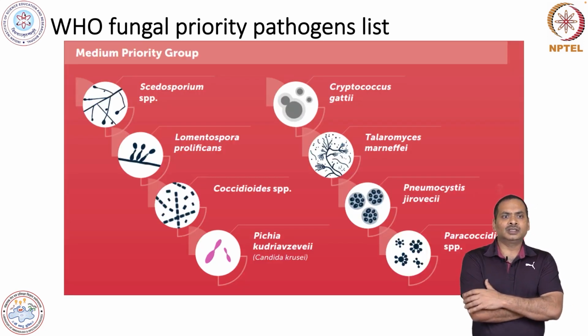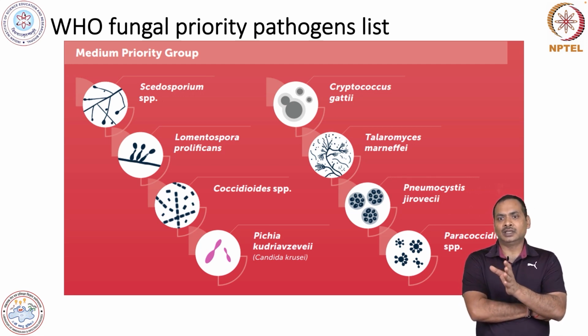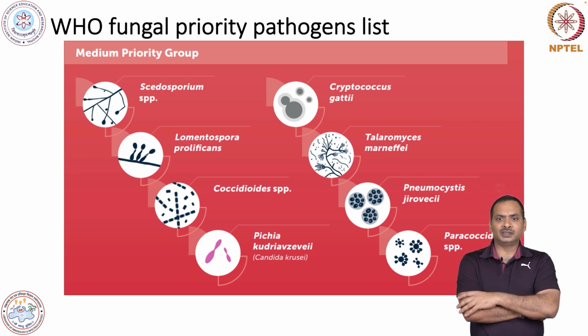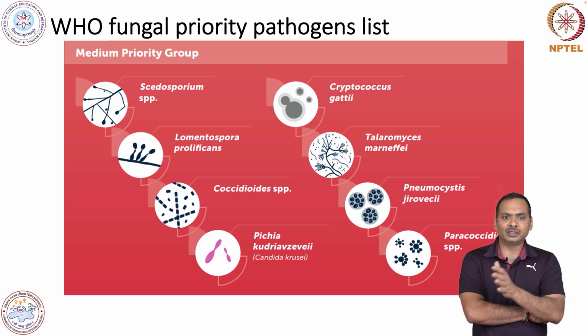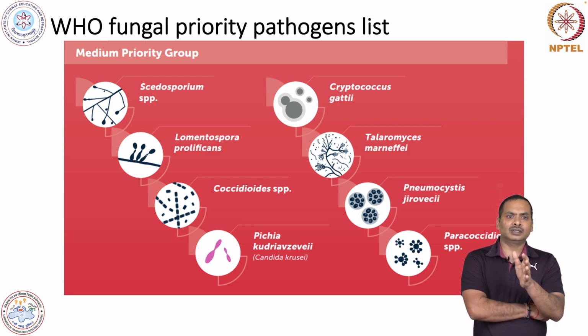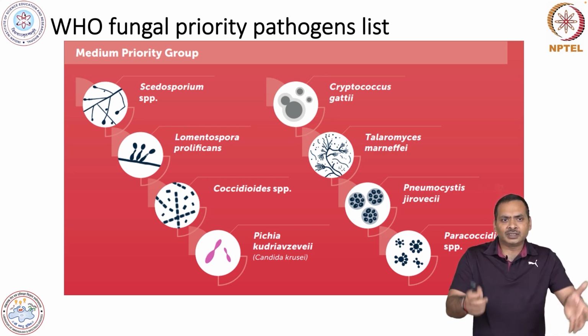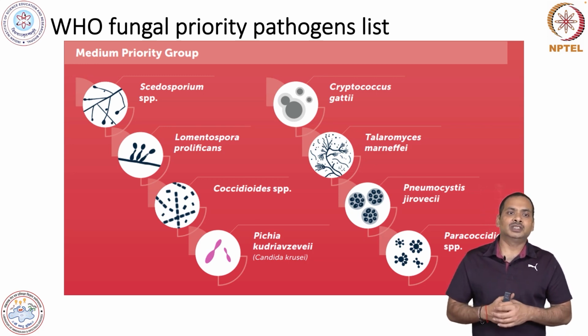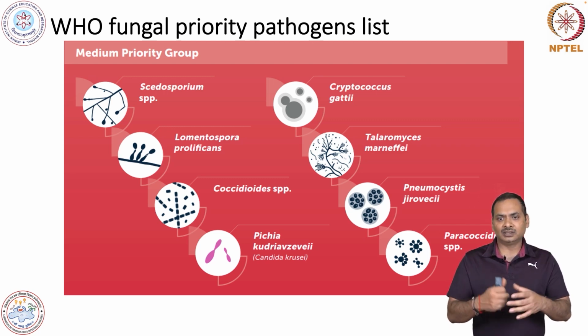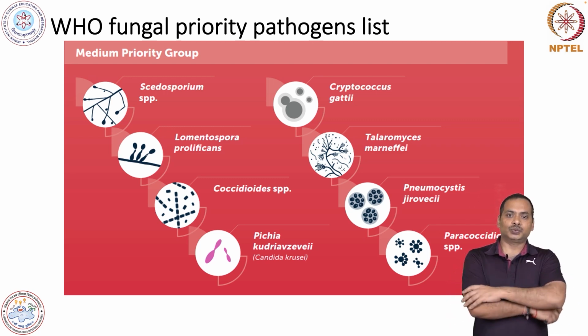This is the medium priority group. Here you can see Cryptococcus gattii, Talaromyces, Pneumocystis, Paracoccidioides, Pichia, Coccidioides, and some other fungi. So, these are all from the fungal list prepared by the WHO. And these are not so dangerous compared to the previous ones.